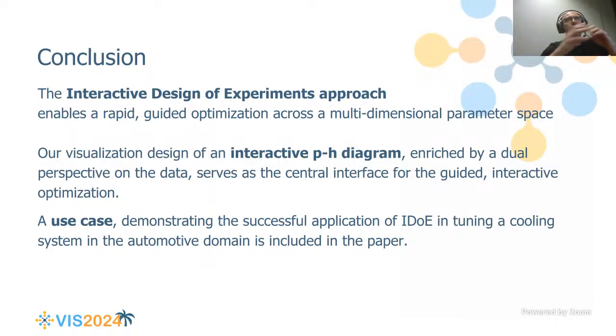So, concluding, the interactive design of experiments approach enables a rapid guided optimization across a multi-dimensional parameter space based on an initial simulation ensemble that is stepwise improved using two models, one for the numerical simulation of the system, as well as one for its approximate inversion. Our visualization design of an interactive pH diagram enriched by a dual perspective on the data serves as the central interface for the guided interactive optimization, and a use case demonstrating the successful application of the approach can be found in the paper.